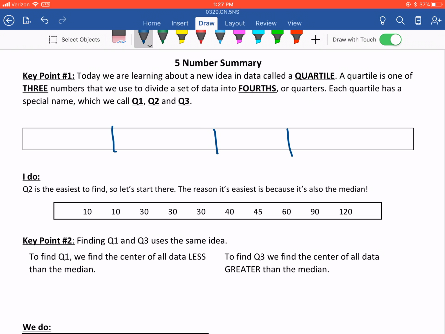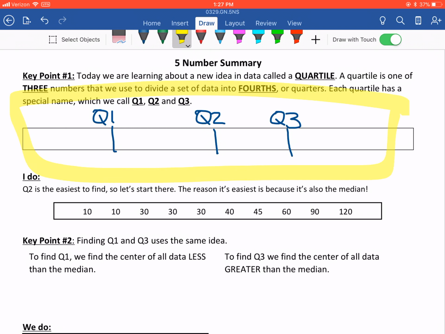Each quartile has a special name, which we call Q1, Q2, and Q3. Just imagine this whole big thing here is a bunch of data, and all that we're doing is dividing it into fourths, into 4 pieces, using Q1, Q2, Q3.